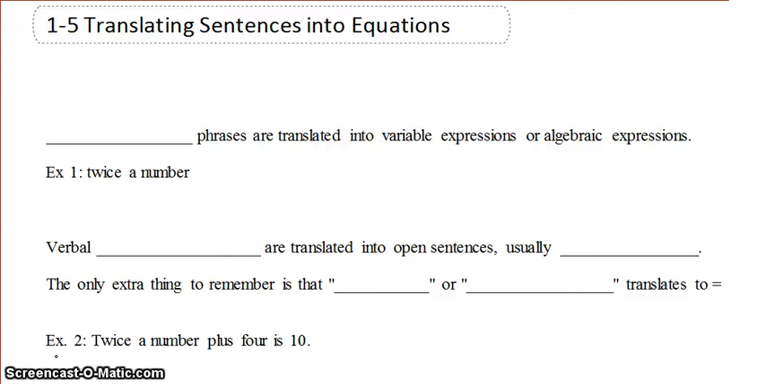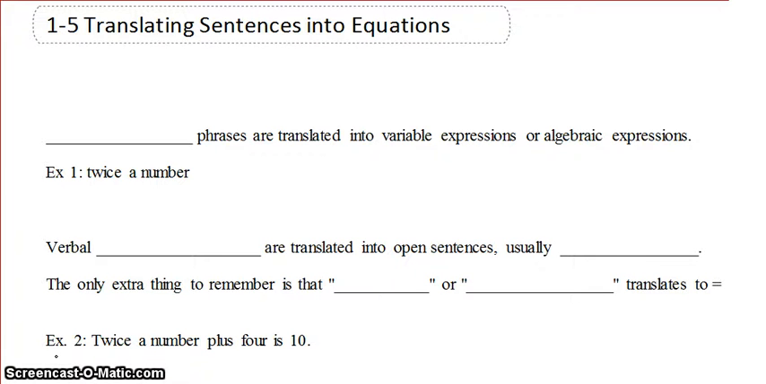All right, we have 1-5, translating sentences into equations. We just did translating words into symbols, so we got the very basic part of it down, and now we're going to be having lengthier words or sentences, basically, so that we can write out problems and solve things, so on and so forth. So we're going a little bit deeper into that.